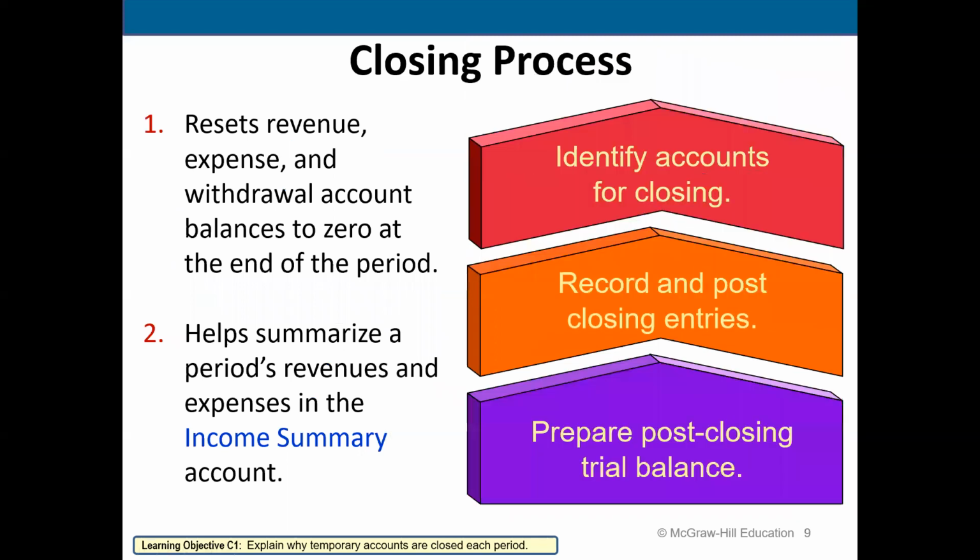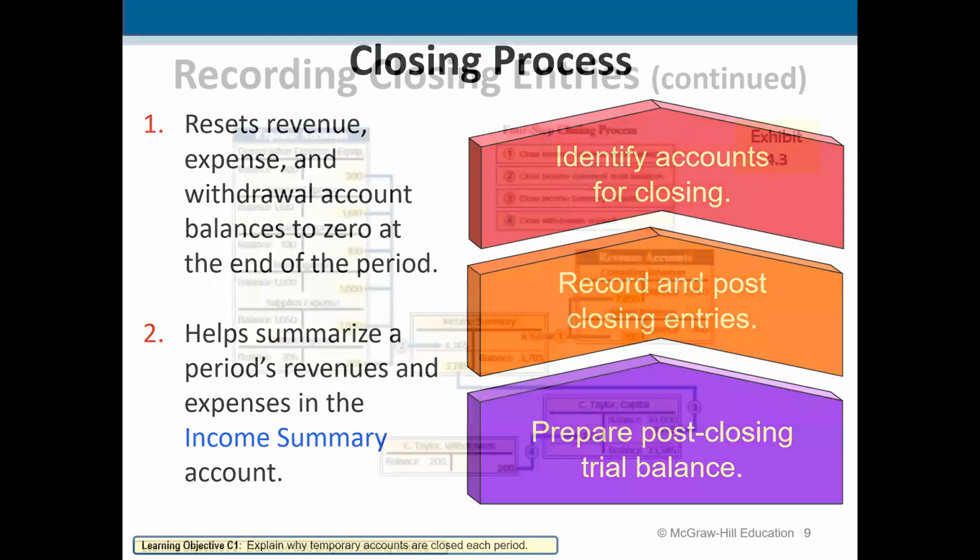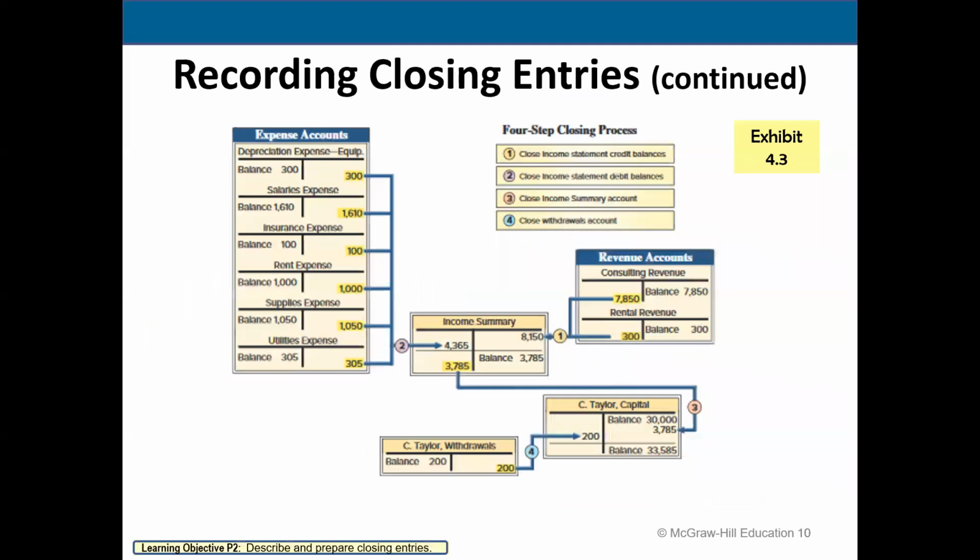So this again just explains what I just said. We reset revenue, expense, and withdrawal accounts to zero. And then we're going to summarize the period's revenues and expenses in what's called an income summary account. All right, so here's the process. We're going to first close our income statement.